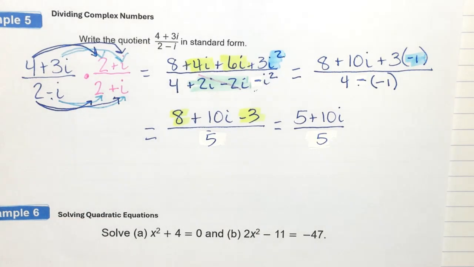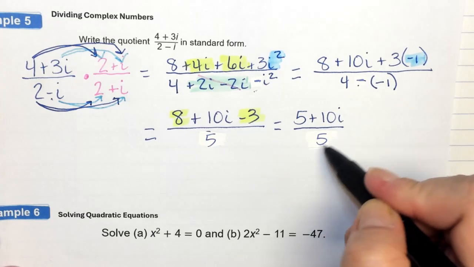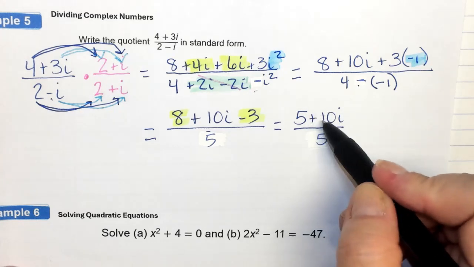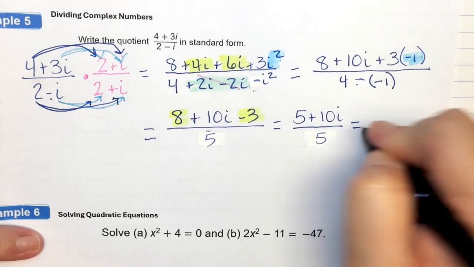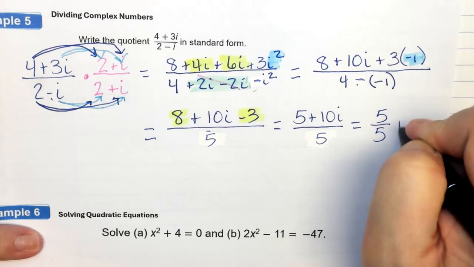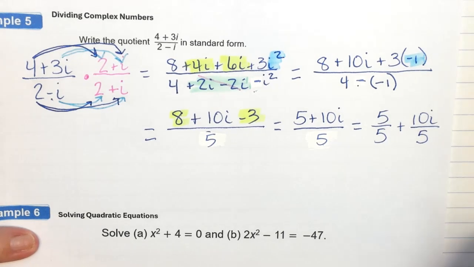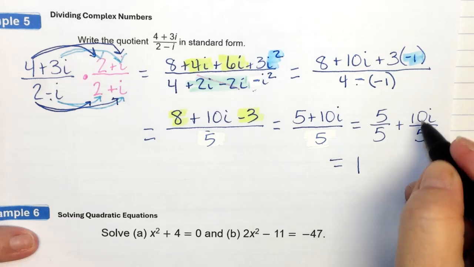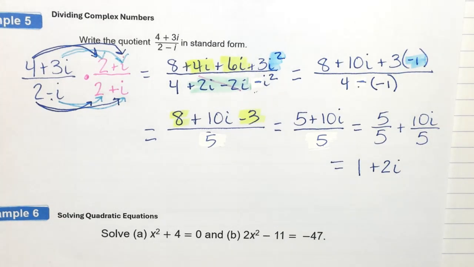All right, so we're done, but we're not. Okay, because our denominator can be divided into both of these numbers, we're going to make that happen. So remember, you can add fractions together as long as their denominator is the same. So this is kind of the same as saying 5 over 5 plus 10i over 5. So we can rewrite it this way and simplify. Well, what's 5 over 5? That equals 1. What's 10i over 5? 2i. And that is our final answer.